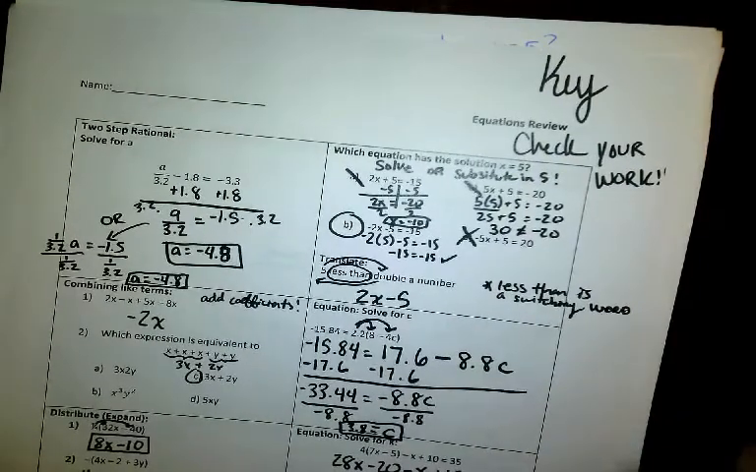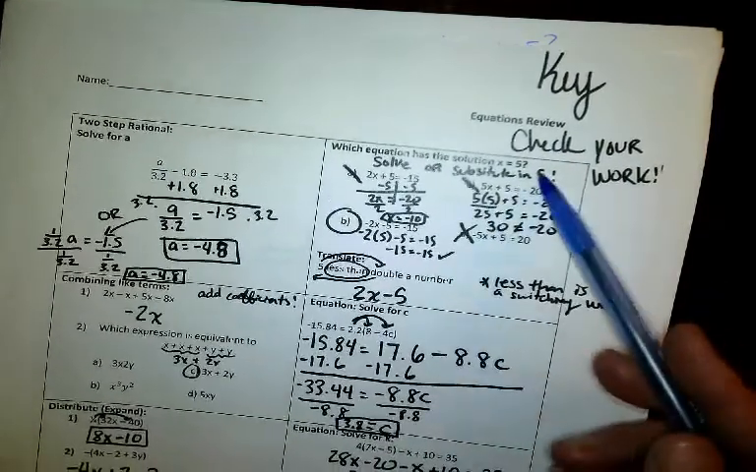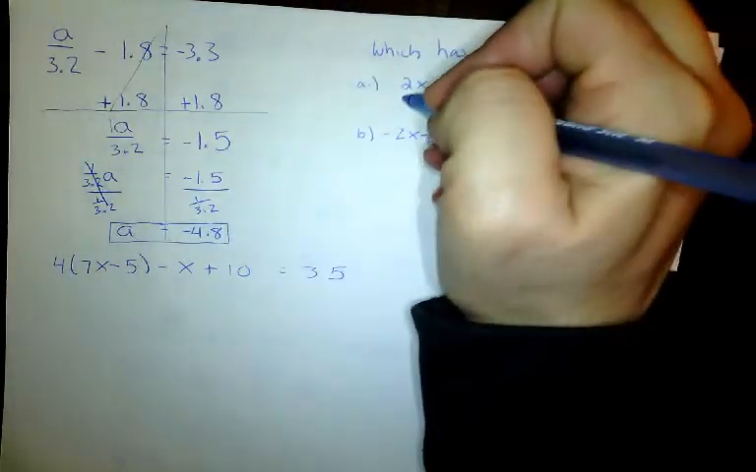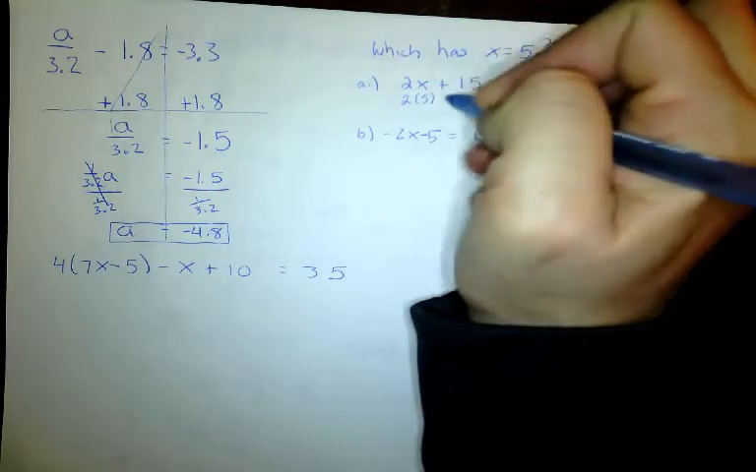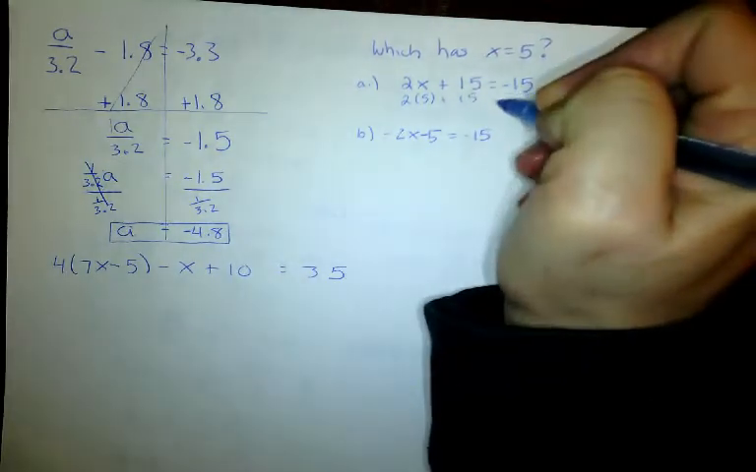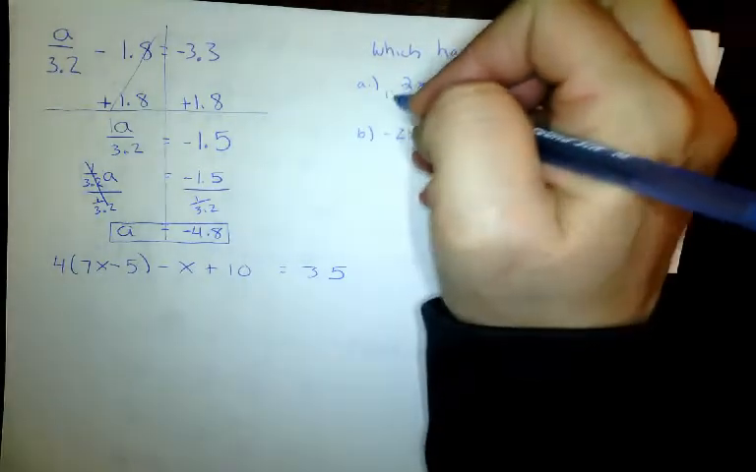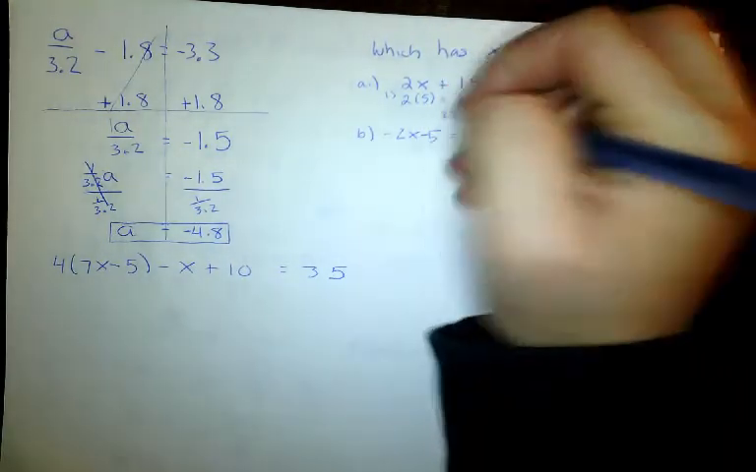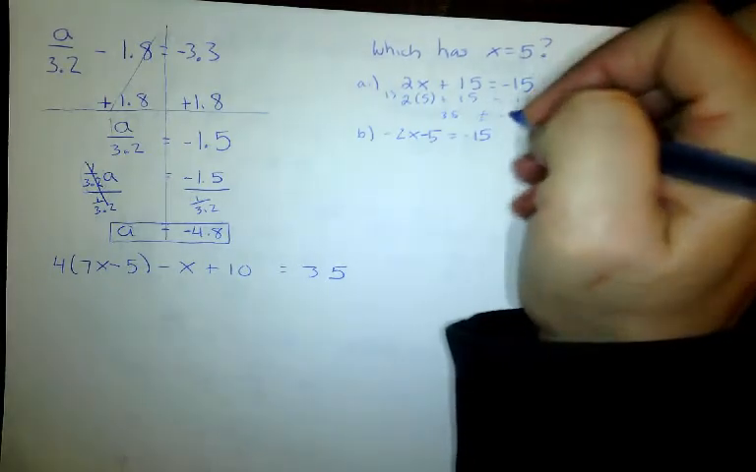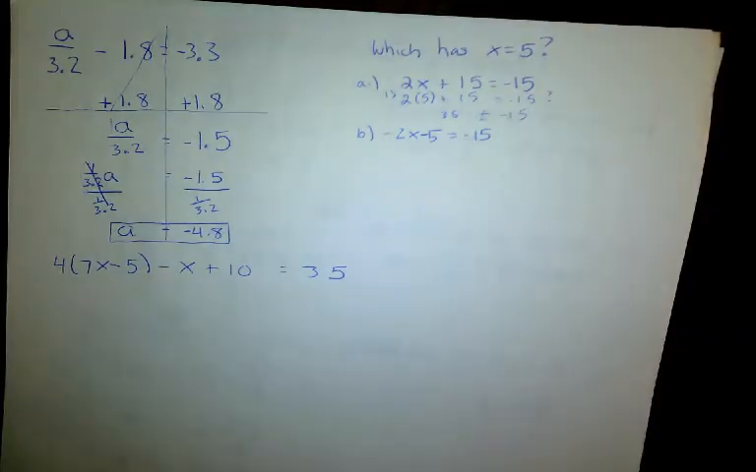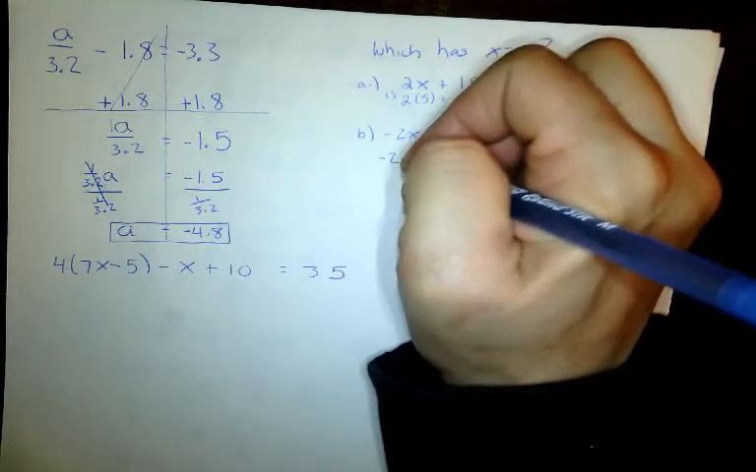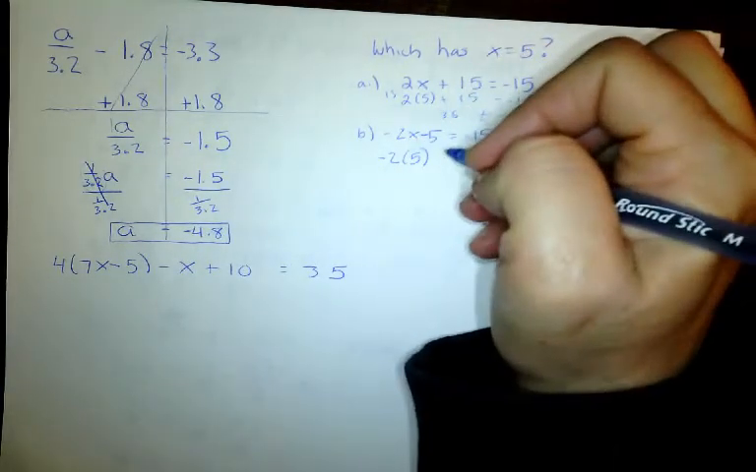Just solve them all. Or you could substitute in 5 and do a check. So when you substitute 5 into this, 2 times 5 is 10, plus 15 is nowhere near negative 15. So this is 10 plus 15, 25, does not equal negative 15. And then if you look at the last one, I did have kids get tripped up because of signs here. They didn't think this was the answer.